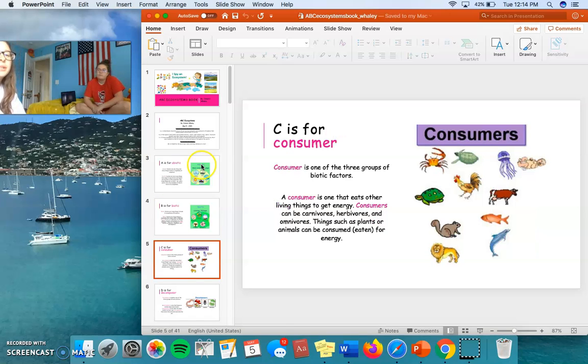Great. C is for consumer. Consumer is one of the three groups of biotic factors. A consumer is one that eats other living things to get energy. Consumers can be carnivores, herbivores, and omnivores. Things such as plants or animals can be consumed or eaten for energy. And right here in our picture, we have some examples of consumers. We have a crab, a turtle, a lion, a cow. Isn't that cool?